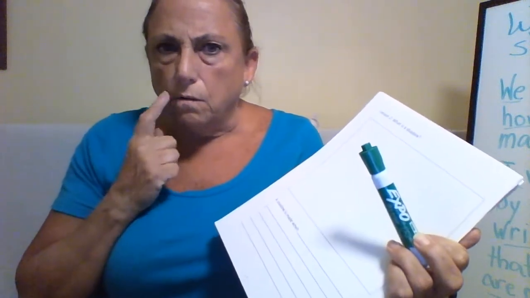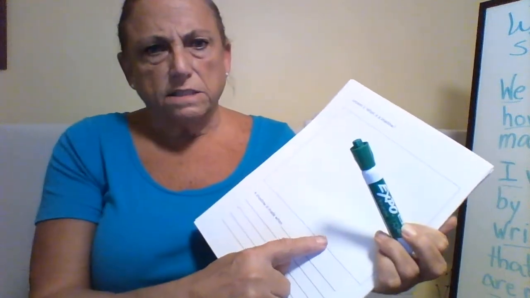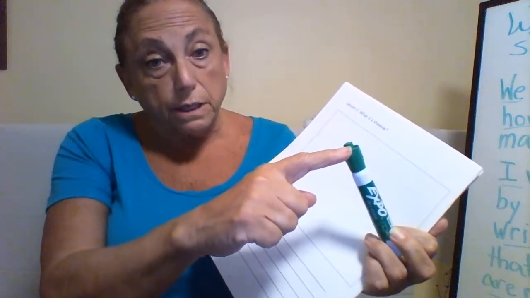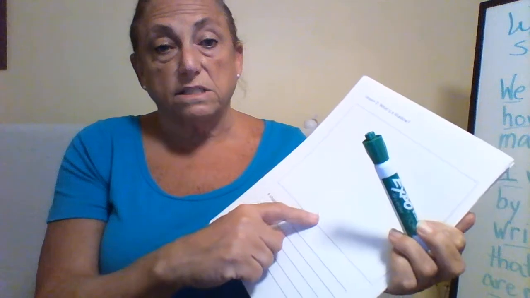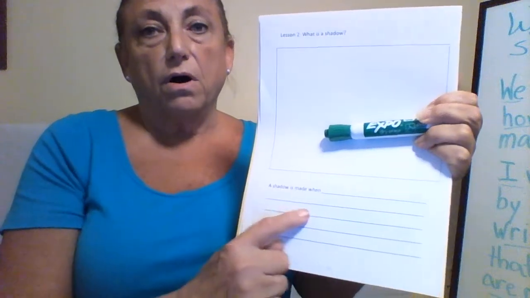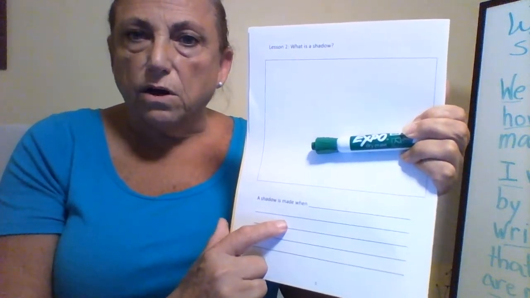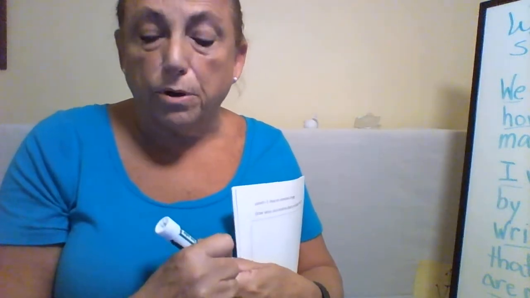But what color would I make that shadow? Is it green? No, the pen's green. The shadow is black or gray, because shadows don't have any color. They just block the light. So we would make it nice and gray. After that, you can put in a shadow is made when something blocks the light. Would you like me to write that on here now? Okay. And then you can copy it in your book if you want.